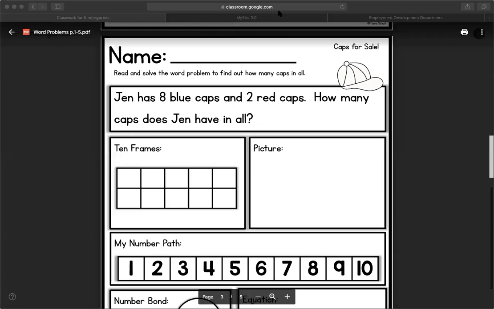Now, Jax, can you tell us how you drew your picture to determine 8 blue caps and 2 red caps? I did 8 blue ones and 2 reds. Okay, and when you use the number path, can you demonstrate how you utilize the number path for us?